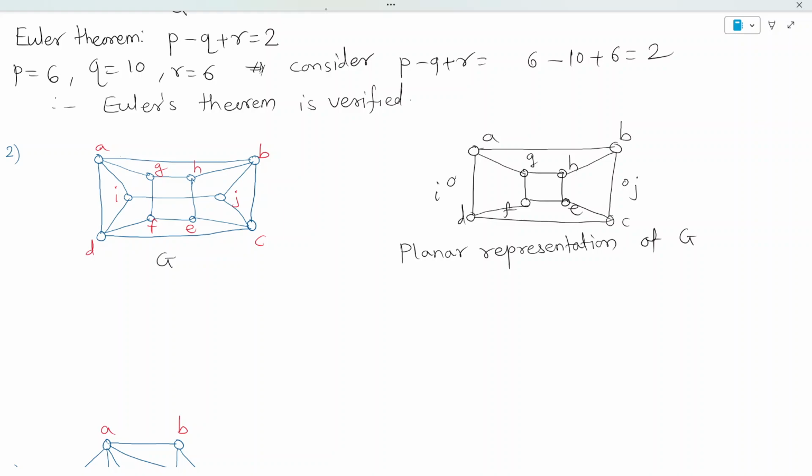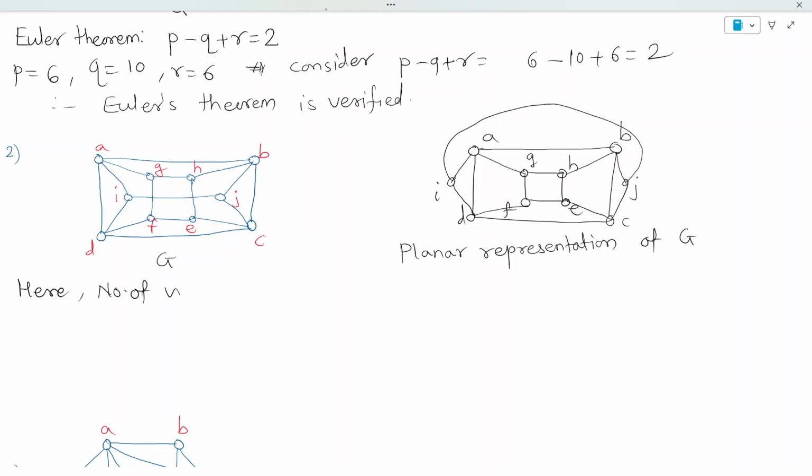I is adjacent to A and D, and J is adjacent to B and C. Also there is an edge between I and J. So I am drawing this edge. You can easily observe that no two edges intersect. So this is the planar representation of our graph G. Let us count the number of vertices here. So the number of vertices is equal to P.